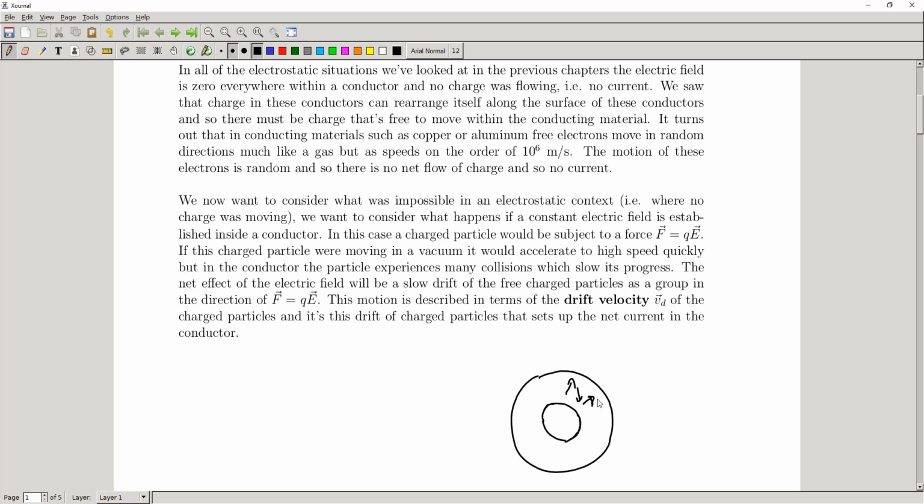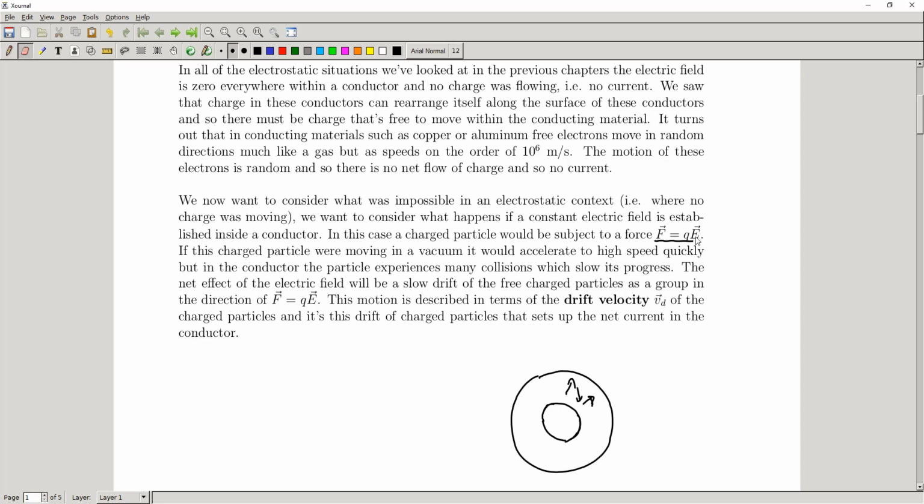And what we're going to do is what we couldn't do in the case of electrostatics. We're going to see what happens if we introduce a constant electric field, if we force an electric field to be established inside the conductor, and the charged particles. Well, we're going to see what happens to those charged particles.